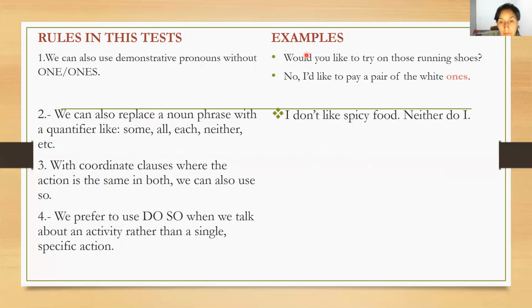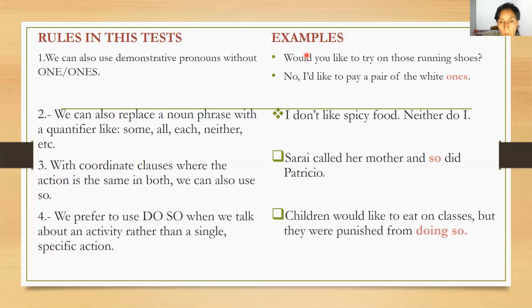I don't like spicy food. Neither do I. So neither substitutes for the noun phrase in the coordinated phrase. Sarai called her mother, and so did Patricio. In that case, so substitutes the action in the second clause. The last example: children would like to eat in classes, but they were punished for doing so. The author preferred to use so when he talks about an activity rather than a single action.